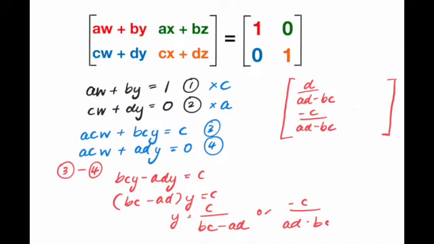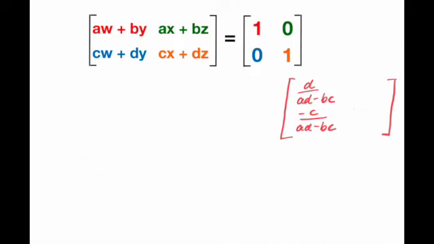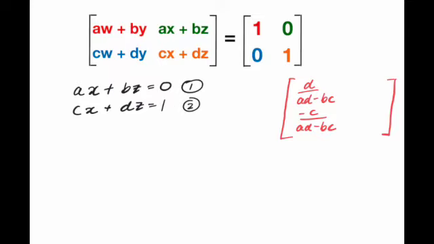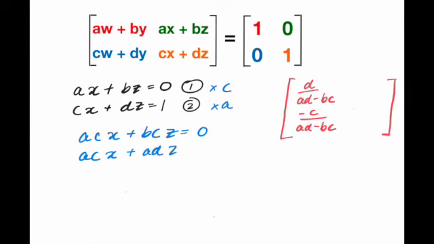Now for the next two entries, we're going to try and solve for X and Z. So our matching entry from our matrix multiplication is AX plus BZ is equal to 0, and CX plus DZ is equal to 1. This time what we'll do is we'll solve for Z. So we'll try and eliminate X by making the coefficients in both equations the same for X. So we get ACX plus BCZ is equal to 0. That's equation 3. And we get ACX plus ADZ is equal to A. And we'll make that equation 4.